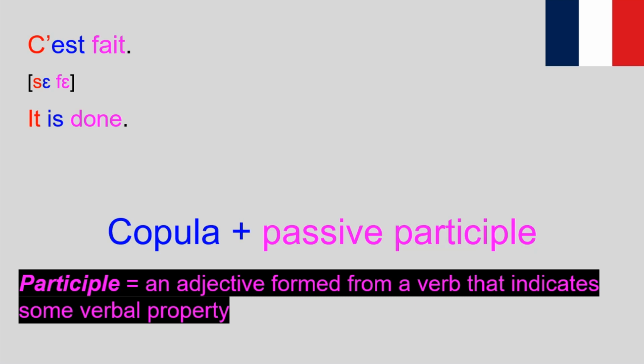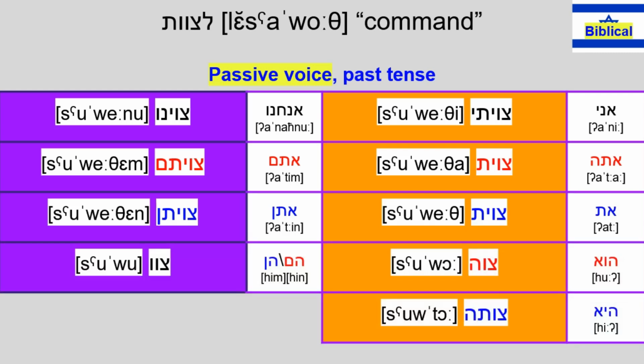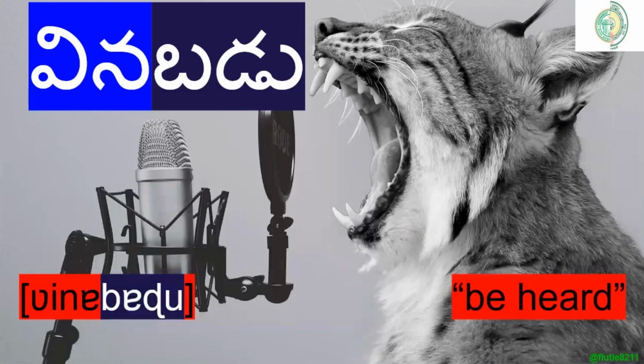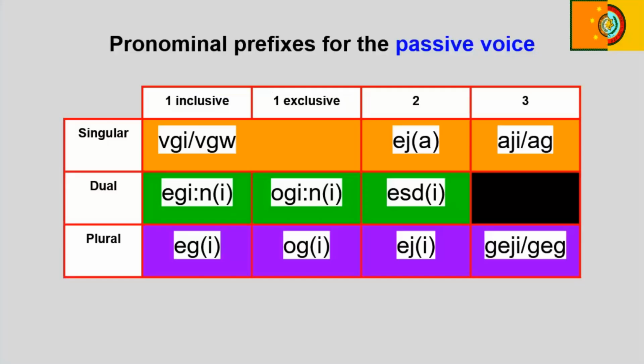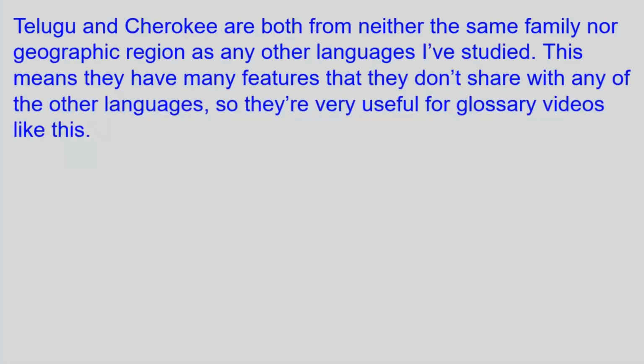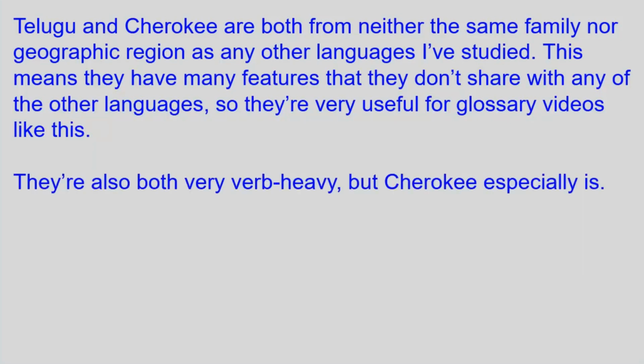However, there are other ways. Biblical Hebrew and Classical Arabic both had verb conjugation specific to the passive voice. Meanwhile, Telugu adds a suffix to the verb, and Cherokee uses a different form of the prefix that indicates the subject and object. By the way, Telugu and Cherokee are the two most foreign languages I've studied, so I will rely on them for examples quite a bit, especially Cherokee since it's very verb heavy.